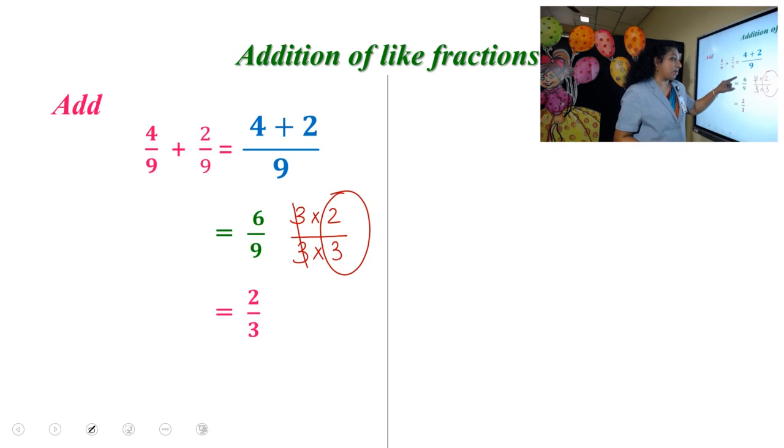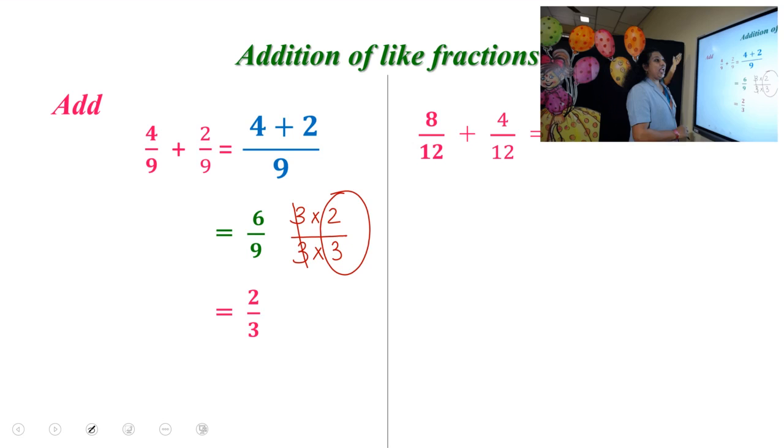So 6 and 9 are multiples of 3. That is why we wrote it this way. Cancel the common factors in 6 and 9. So it is 3, 3 we will cancel. What is left in the question? We'll write as the answer 2 by 3.